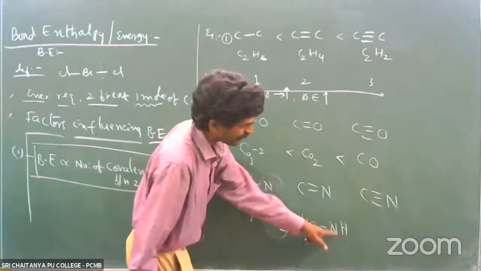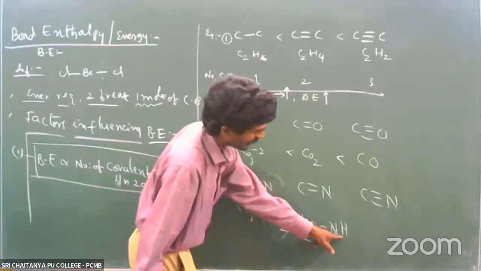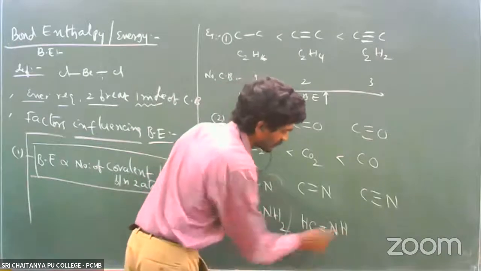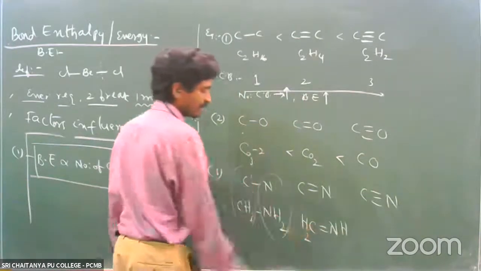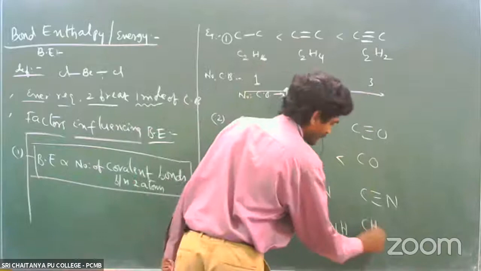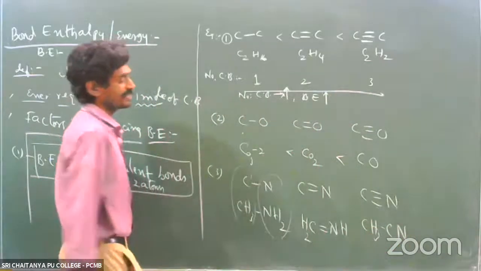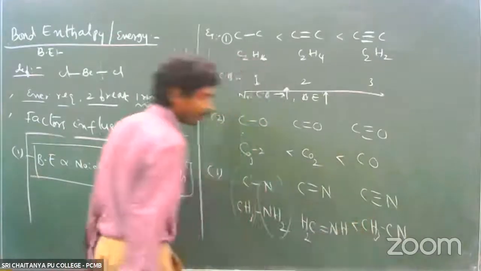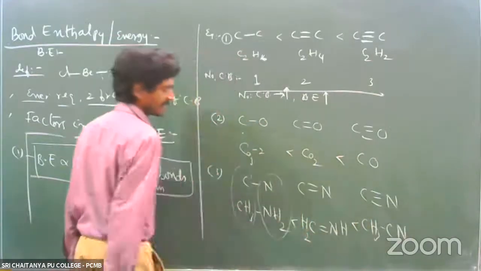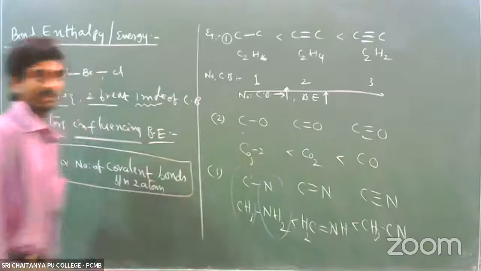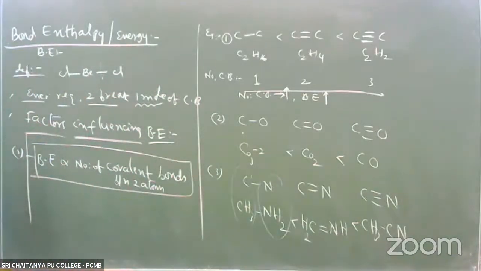Nitrogen has three bonds. So here two bonds, and with one hydrogen one bond, so 2 plus 1, 3 bonds. These are called amines. And here this is a cyanide group. Which one has the highest bond energy? No doubt cyanides have more bond energy, next amines. Got it? Cover it first.